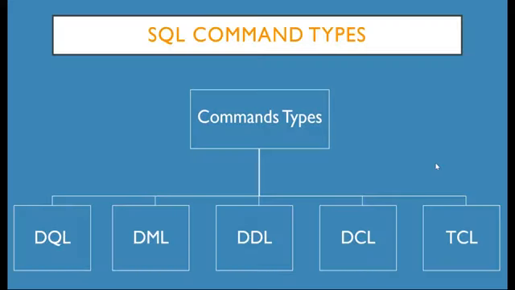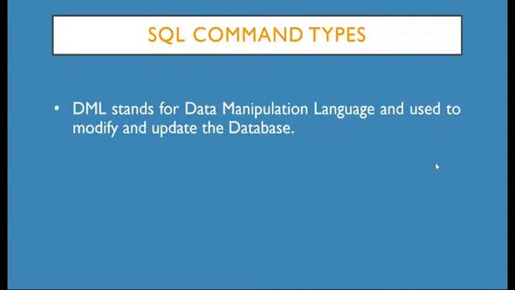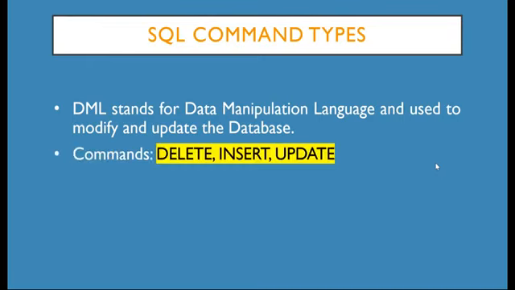Now we'll talk about the SQL command types. As you can see here, we have 5 different types: DQL, DML, DDL, DCL, and TCL. The DQL stands for Data Query Language and is used to select data from the database. It has only one command, which is the select command. The DML stands for Data Manipulation Language and is used to modify and update the database. It has 3 commands: the delete, the insert, and the update.